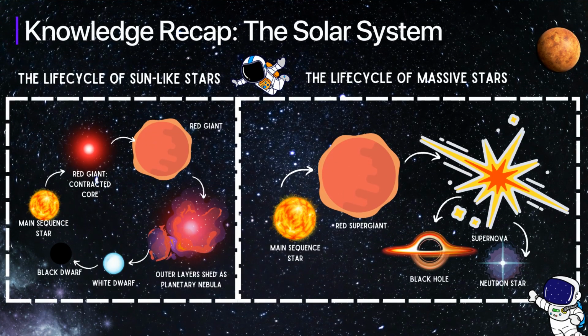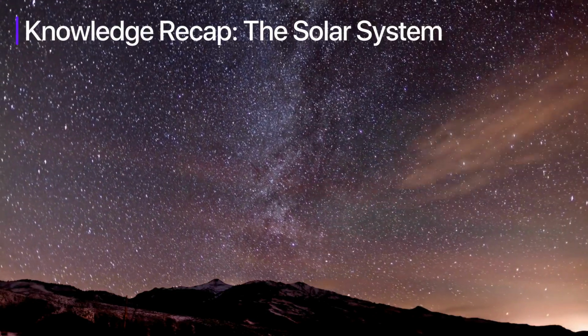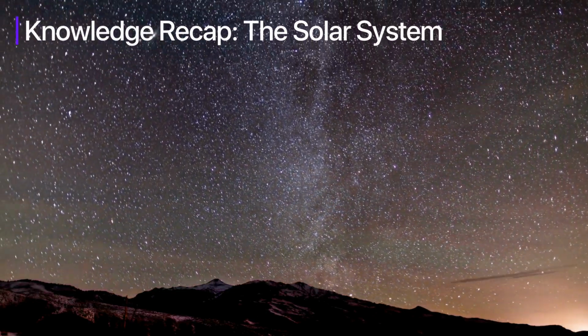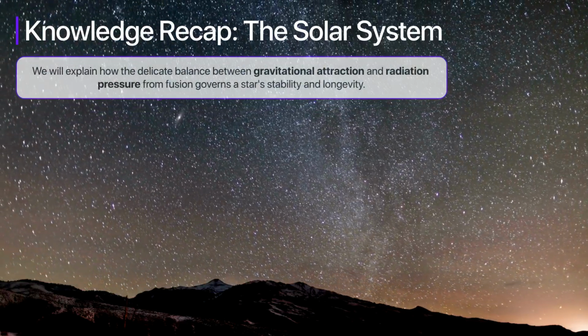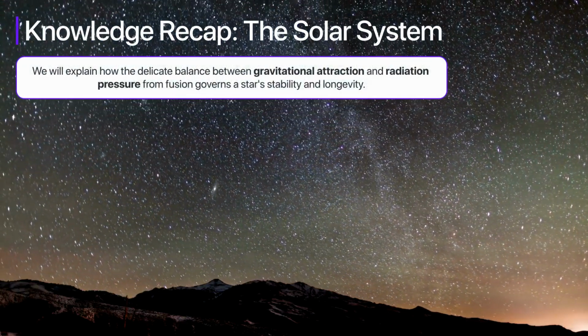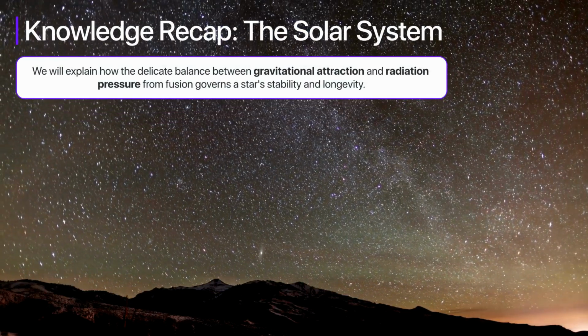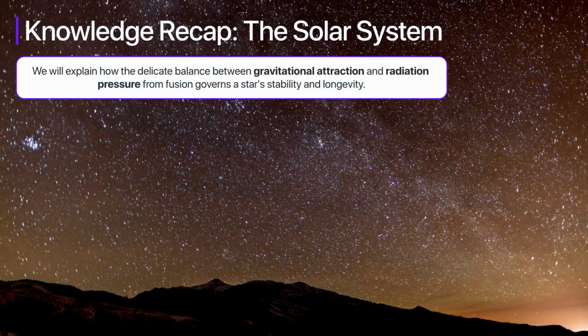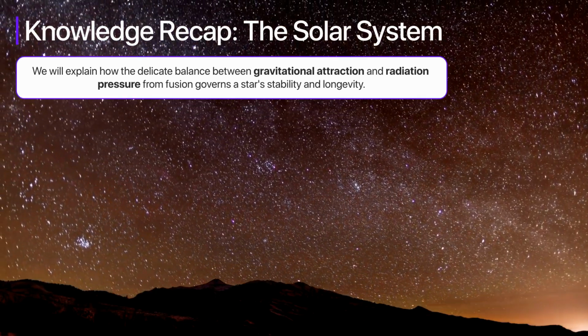So far, we have explored the life stages of stars that are the same size as our Sun and stars that are larger than our Sun. Building on this understanding of a star's life cycle, we will delve deeper into the main sequence stage. This lesson will advance our understanding of physics by explaining how the delicate balance between gravitational attraction and radiation pressure from fusion governs a star's stability and longevity. Let's get started!